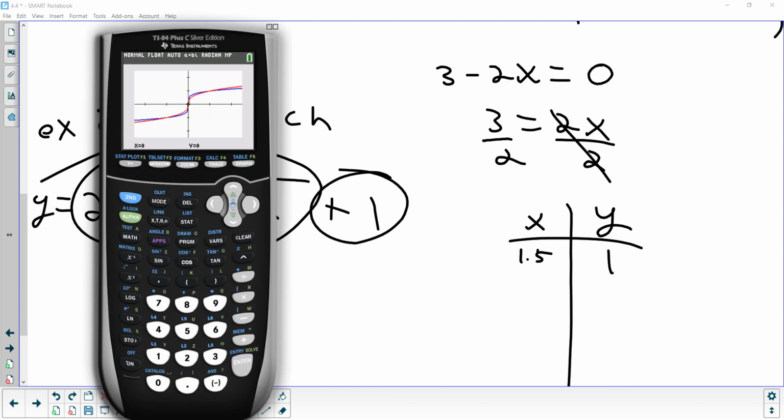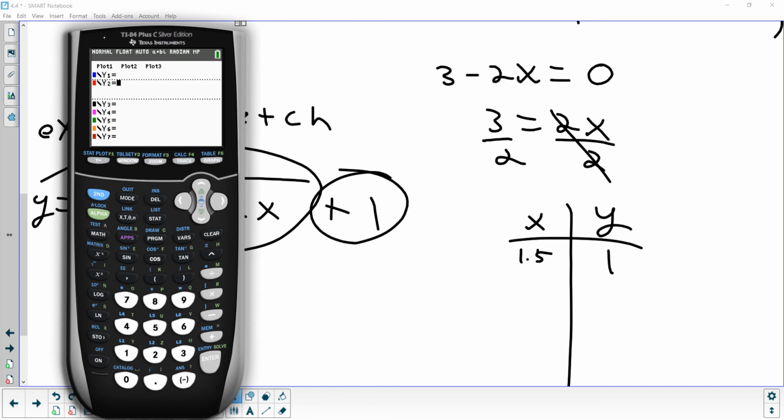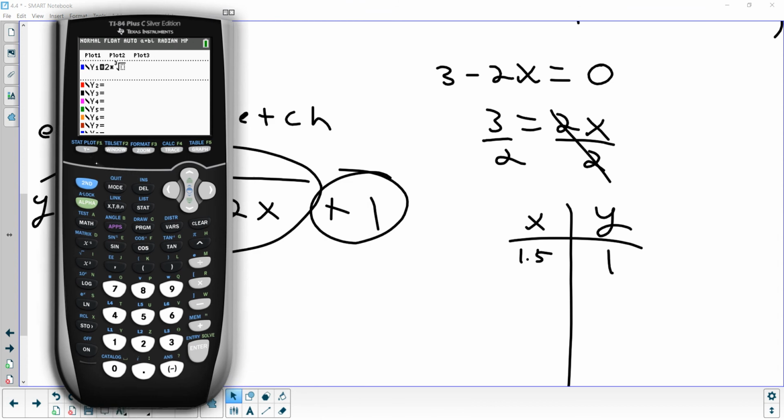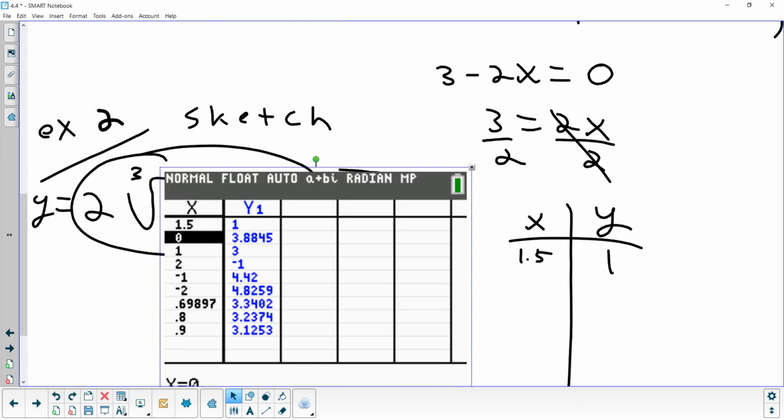To get some other points, we're going to use the table just because that's quicker. I need to type in 2 times the cube root. You're going to have to do that like this: 2 times 3 math 5. That's one way to do it. 2 times the cube root of 3 minus 2x. Don't forget your plus 1, but make sure you are outside the radicand. Now, what I like to check on the table is the center. Make sure at 1.5, we get 1. I don't know if you can see it, but we do.